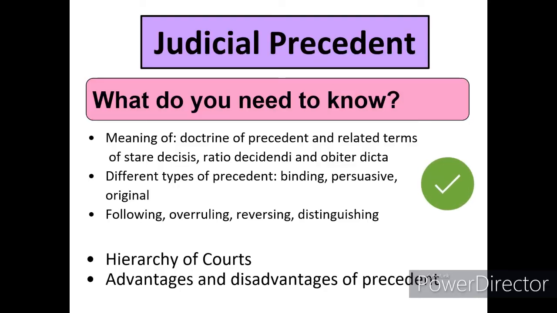This is our third lesson on judicial precedent. In our previous two lessons, we looked at what judicial precedent is and all the key terms that you need to know for your exam. The operation of judicial precedent in regards to overruling, reversing, distinguishing and following.